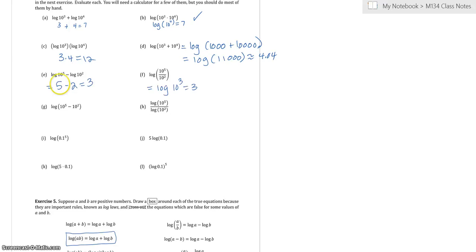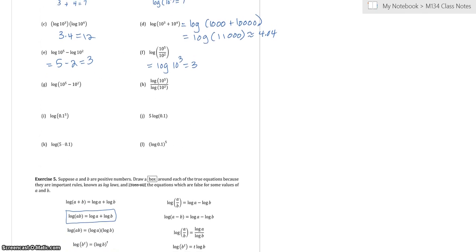E and F. This one is just 5 minus 2 from the properties on the page before, equals 3, because the log of 10 to an exponent is just the exponent. This one, I'm going to use the properties first and subtract those exponents, and so it's just 3. Those are the same. Which one is that? Looks like it's division on the right, subtraction on the left. Believe it or not, it's that.